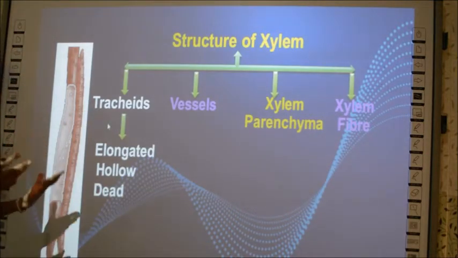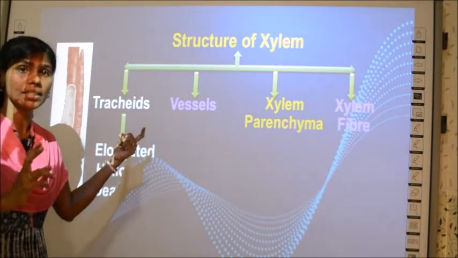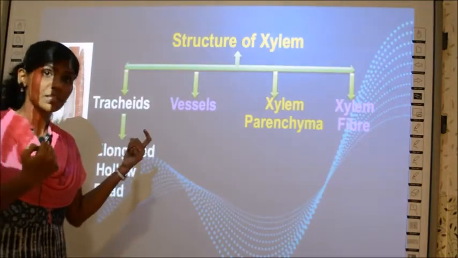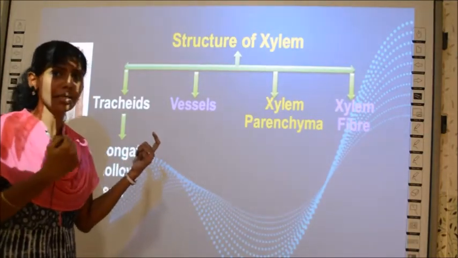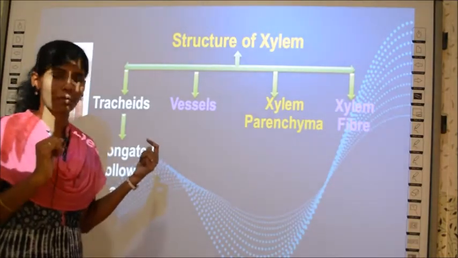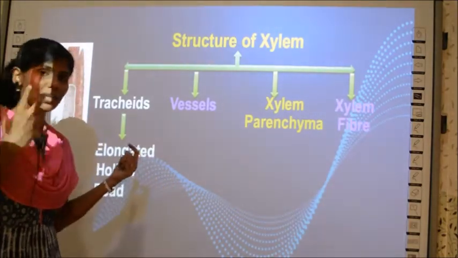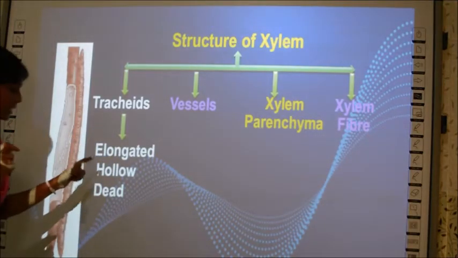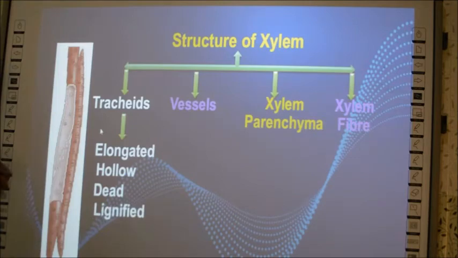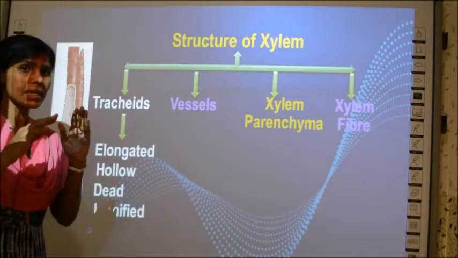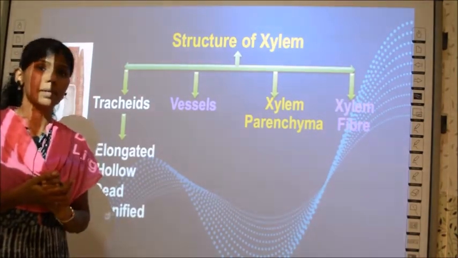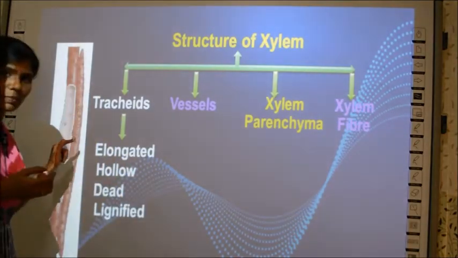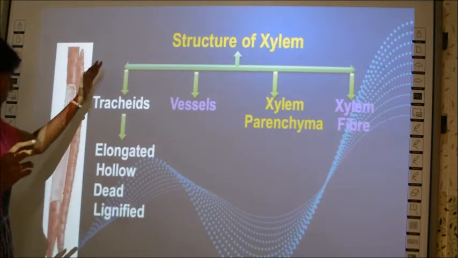Then it is dead, it is not at all alive. Tracheids are dead cells. I told you already, right? In plants, many cells are dead, but they will stick on to the plant forever. Only some cells are alive and they will be functioning. One such structure is tracheid. They are dead cells, and then they are lignified. Lignified means the cell wall is made up of a substance called lignin. Whose cell wall? Tracheid's cell wall is made up of lignin.